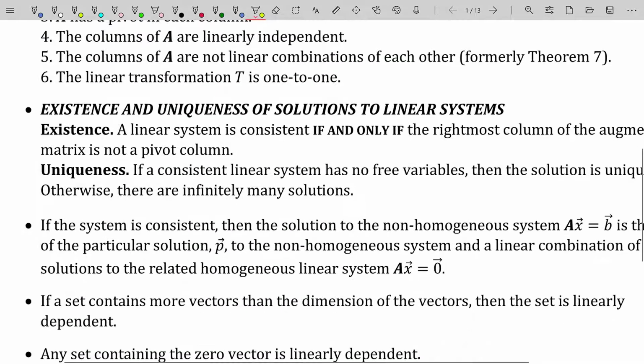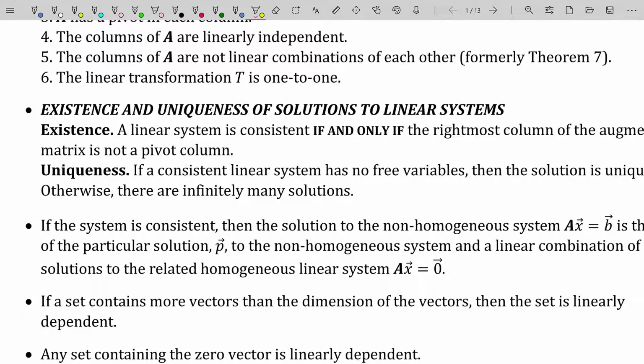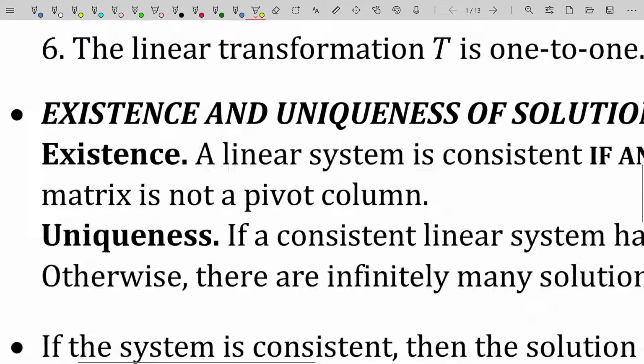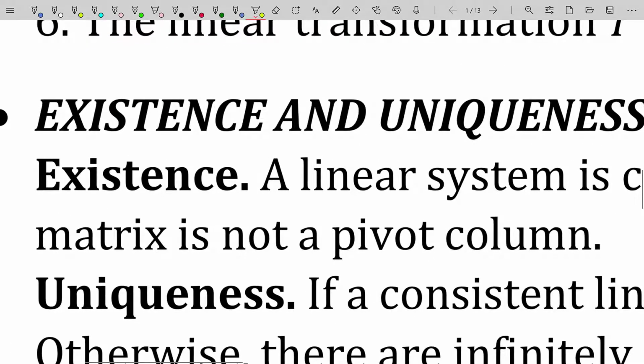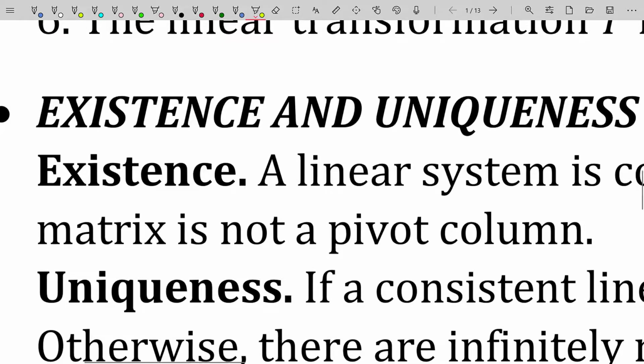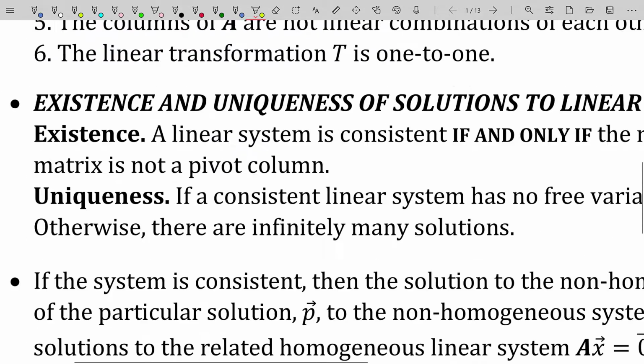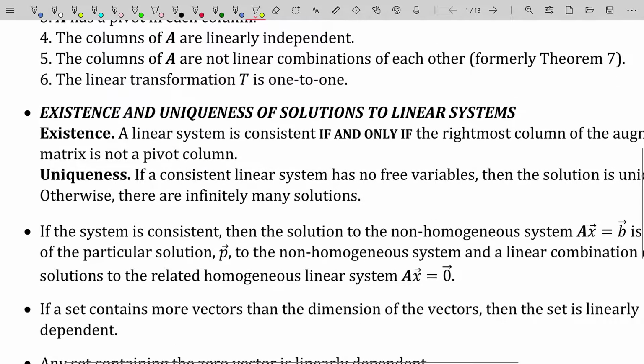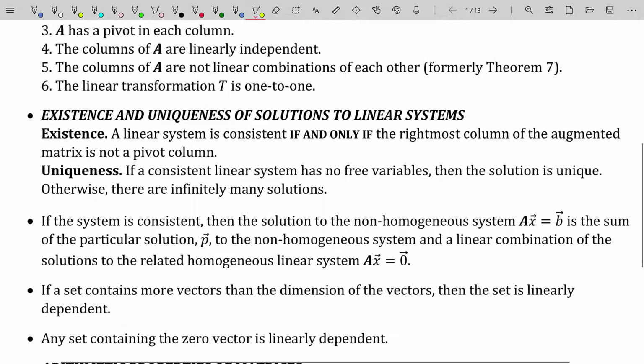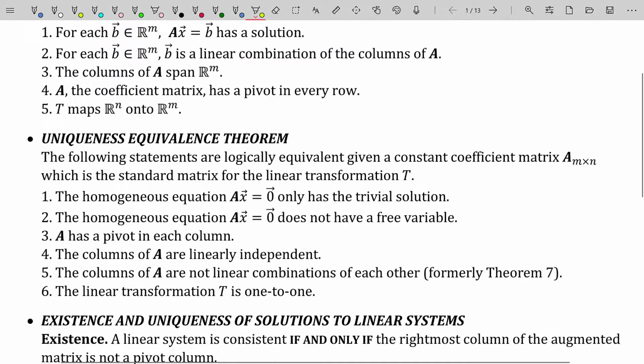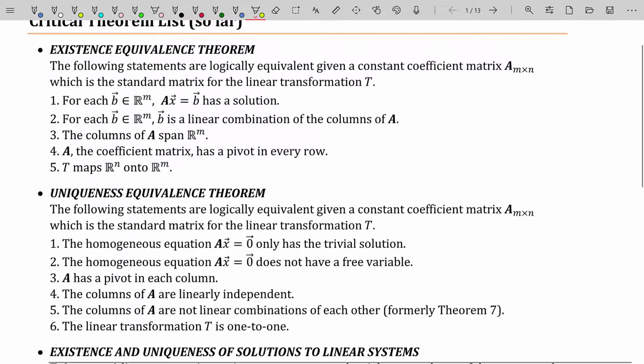And then we had the existence and uniqueness of solutions to linear systems theorem. That's an oldie but a goodie. It just basically means that if the rightmost column of an augmented matrix for a linear system contains a pivot, then you don't have a solution. That's the existence part, that there does not exist a solution if the rightmost column in an augmented matrix is a pivot column. However, if it's not a pivot column, then you start talking about, well, we have solutions, so are they unique? And then that comes into the conversation about free variables. And by the way, that has sort of bled into both the equivalence theorems up above.